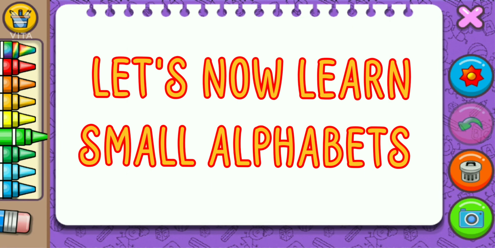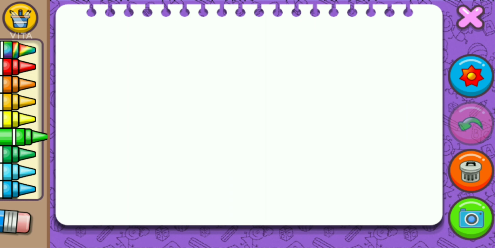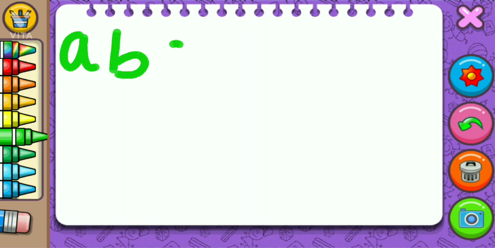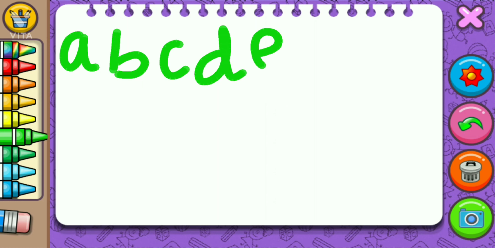Let's now learn small alphabets. Start with A. This is small A. Small B. Small C. Small D. Small E. Small F. Small G.